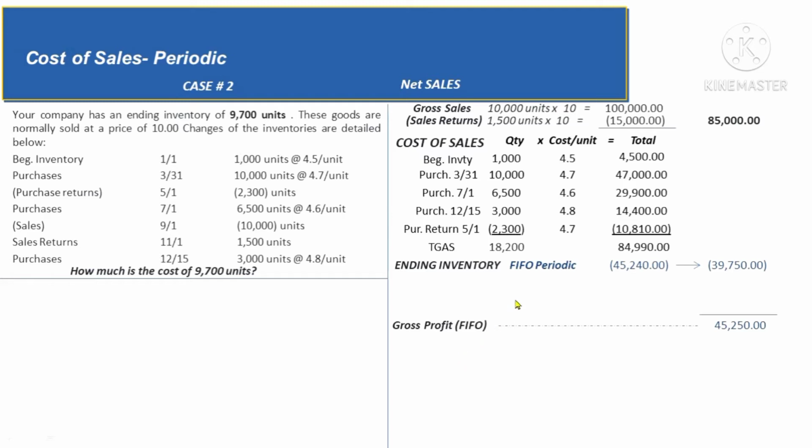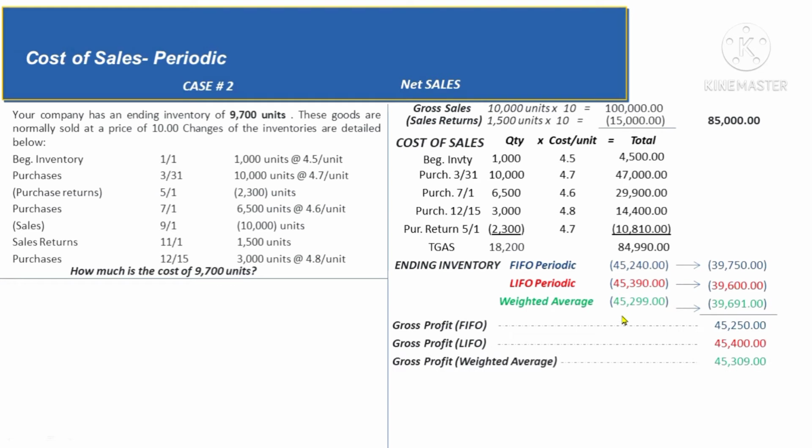But we have also merchandise inventory end computed using LIFO and weighted average here. So if we use the LIFO periodic inventory, we will get a cost of sales of 39,600 and a gross profit of 45,400. On the other hand, if we deduct the merchandise inventory end computed using the weighted average, which is 45,299, we're gonna get a cost of sales and gross profit of 39,691 and 45,309 respectively.